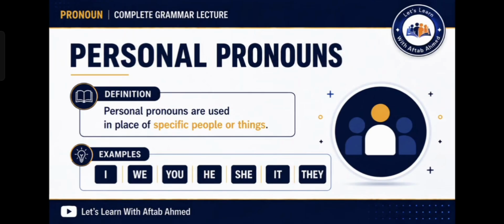Let's start with personal pronouns. Personal pronouns refer to specific persons or things. Examples include I, we, you, he, she, it, and they. These pronouns are among the most commonly used words in English. Whenever we talk about ourselves, other people, or things, personal pronouns help us communicate clearly and effectively.